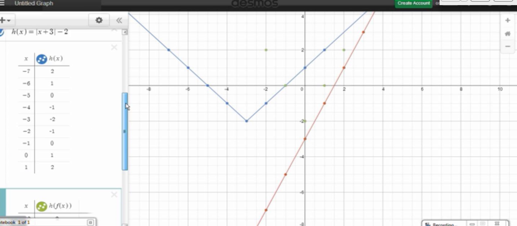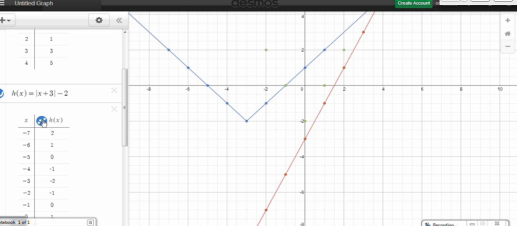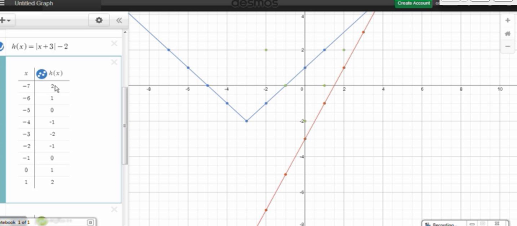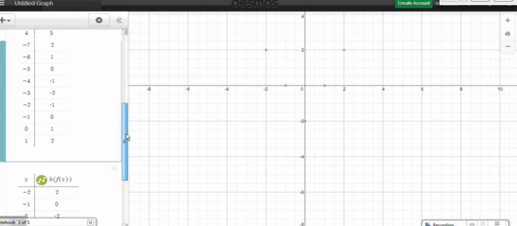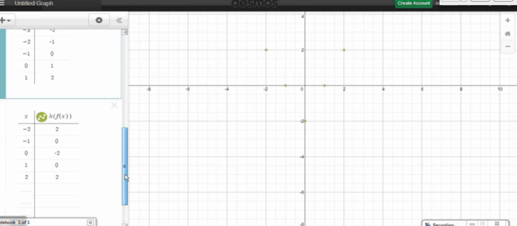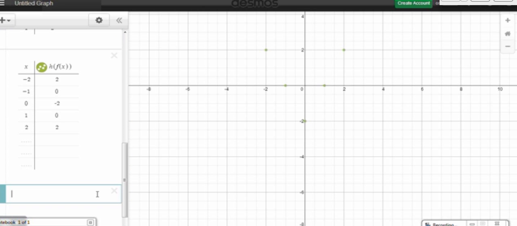And if we wanted to get the whole picture, it might be easier to see if we turn off h of x and f of x. We take those off. All right, so now we just have the green dots, the green points. But of course, h of f of x has more than just those points. So let's graph the whole thing. And there it is in purple.